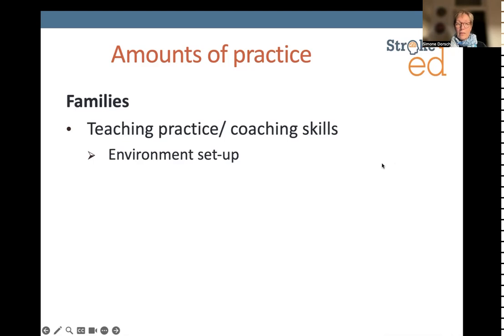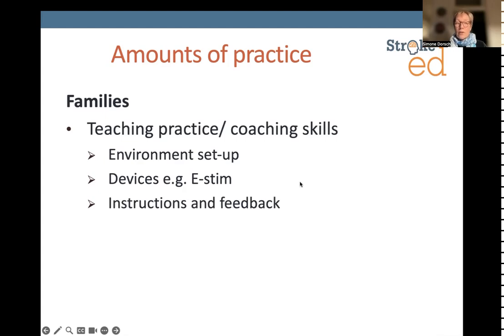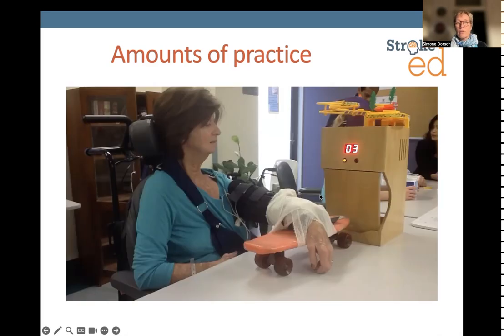So you can teach the families those skills, as well as how to set up the environment, as well as things like using devices. So eSTIM devices, it's so easy to set up once people understand just the basics of where to put them and setting and changing the intensity. So eSTIM devices are very good devices to set up for families to put on. And this kind of practice can really make a big difference to families' empowerment, particularly in an inpatient rehab setting, by giving them advice about the best instructions and feedback to use.